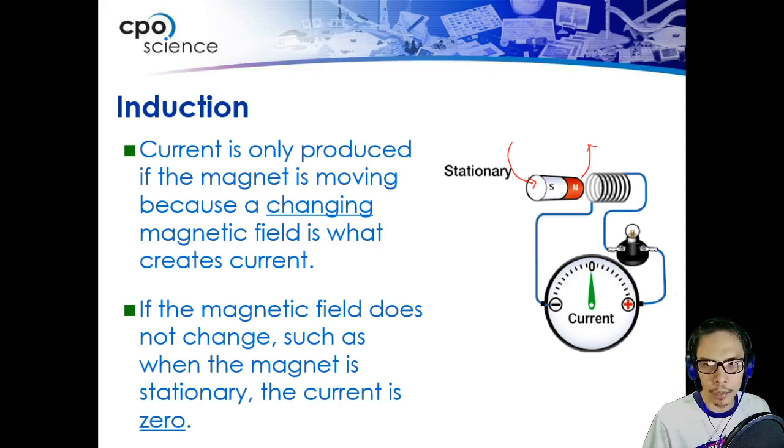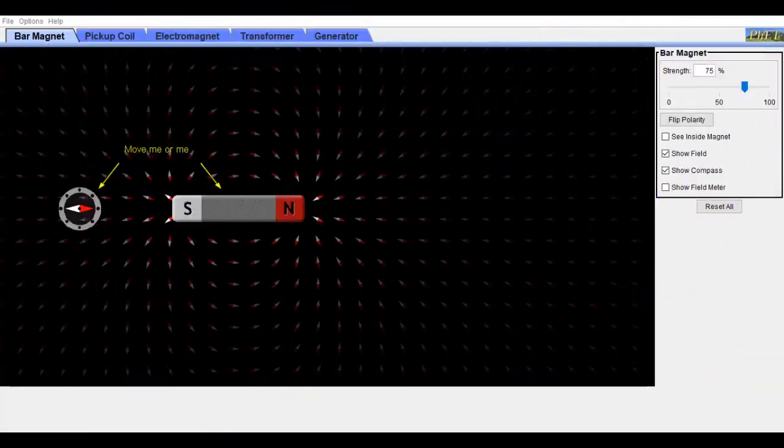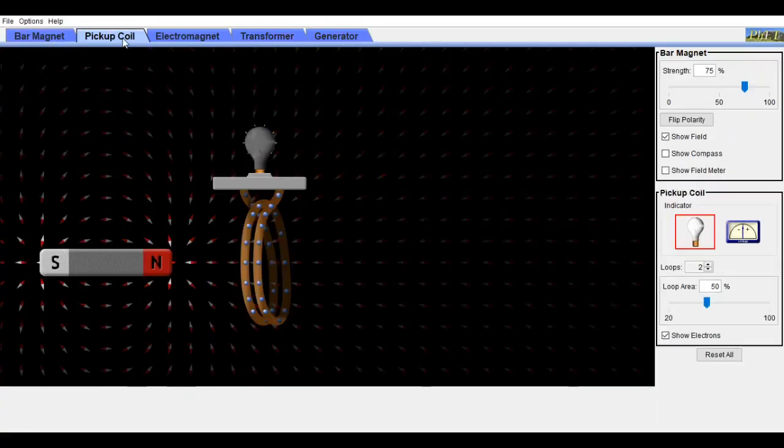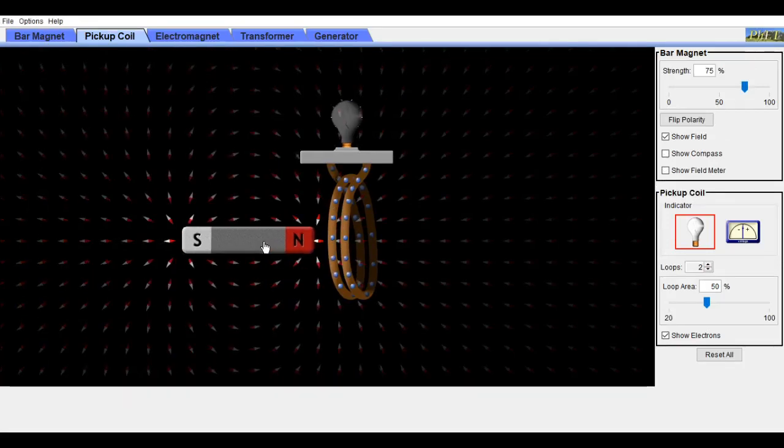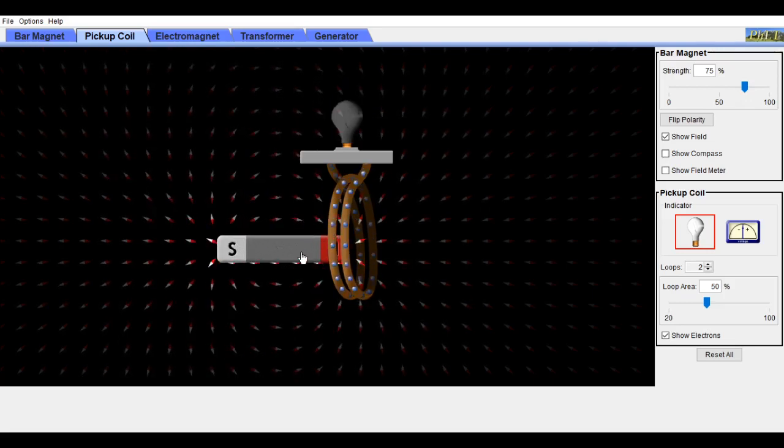Please take note of this idea: if the magnet is stationary, you cannot produce a current. So let's take a look at this simulation. Let's click the pickup coil and place it in the middle. As you can see, if the magnet is not moving, the electrons inside your conductor are not moving as well. Therefore, there is no changing magnetic field. But if you move this one, there will be a changing magnetic field.